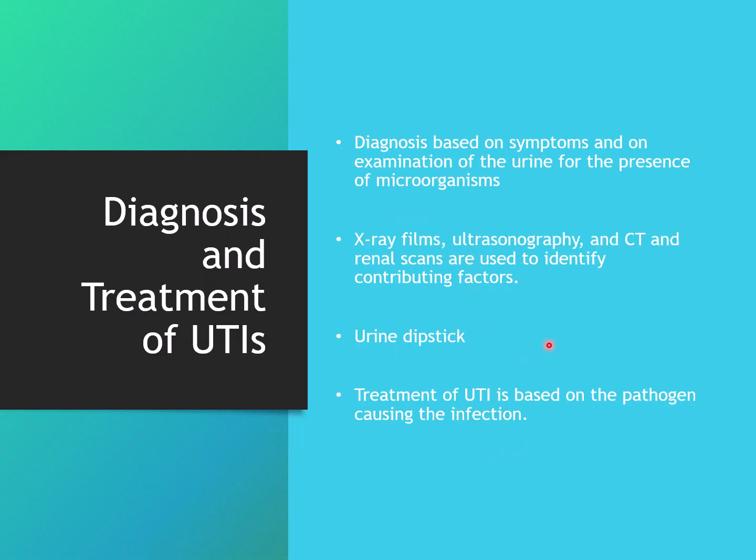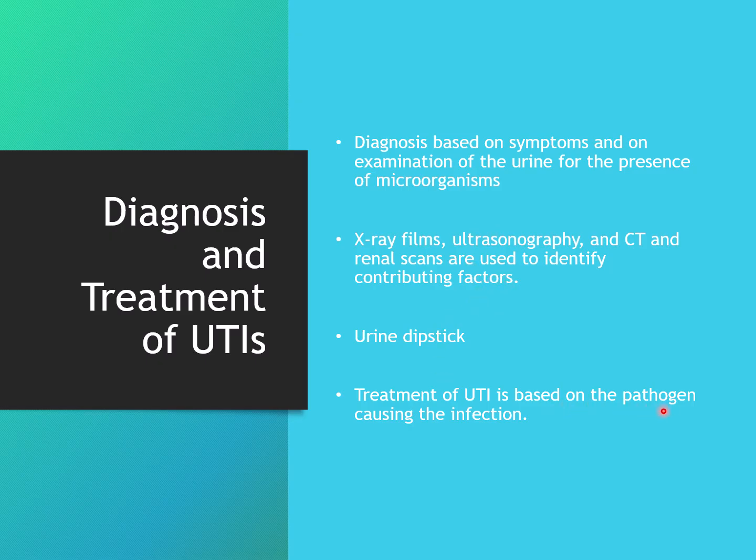So diagnosis and treatment, usually we diagnose these based on symptoms and examination of the urine itself, and we'll also look for the presence of microorganisms and other components within the urine. We can also do x-rays, ultrasounds, CT, renal scans, and usually when we're doing this, we're trying to find different contributing factors to UTI. If it's just a common UTI that we might see in maybe a sexually active woman, we often don't do these other extensive imaging series. But if it's maybe in a young person who we wouldn't expect UTIs, then we might go a little further to look for contributing factors.